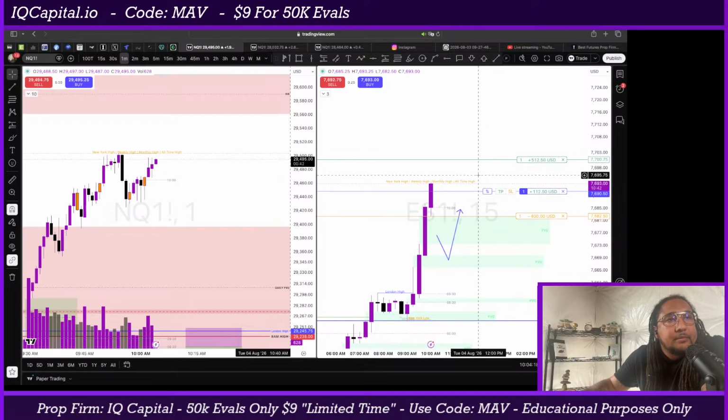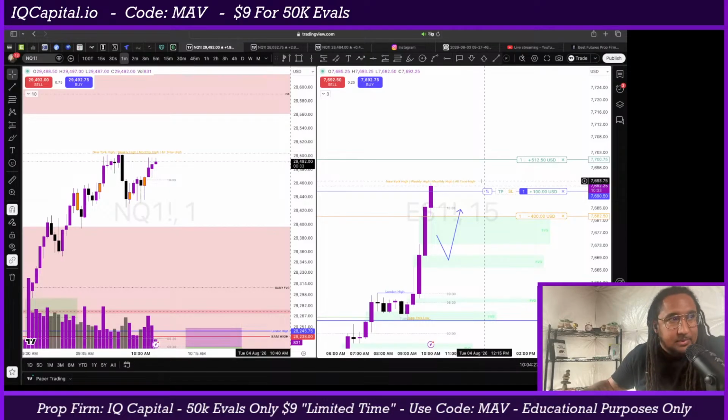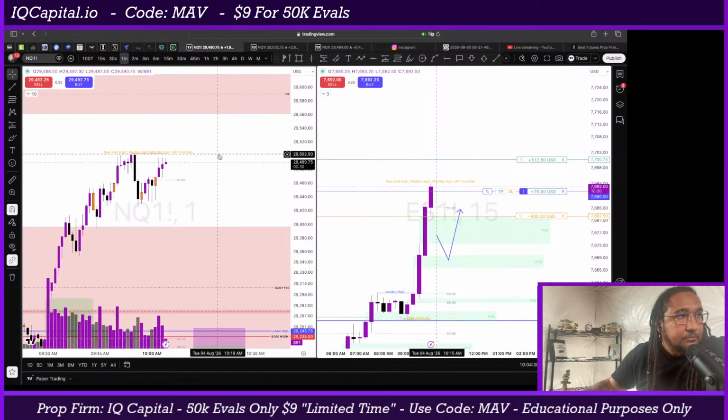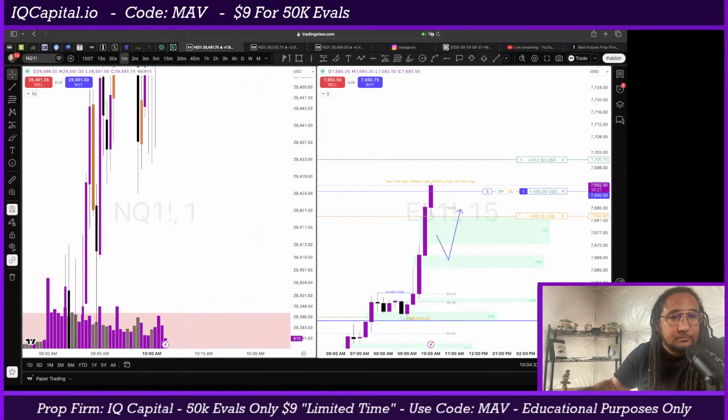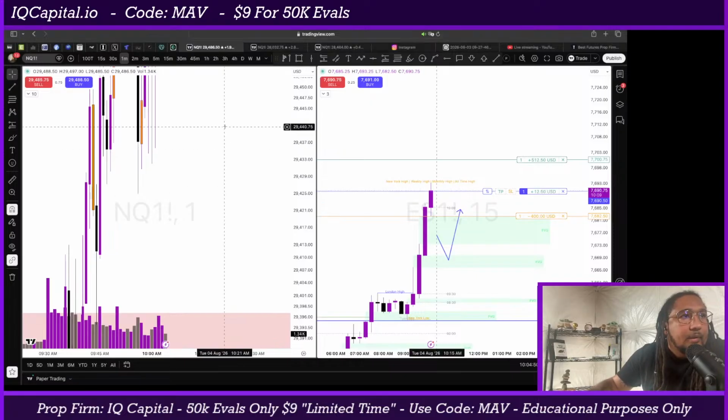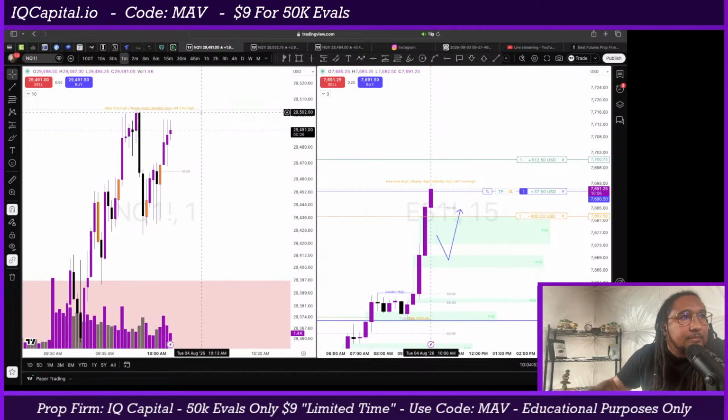Yeah, it looks like ES is pushing pretty well here and delivering to the upside for this macro. On NQ, we got a lot of resistance here with those sellers stepping in.